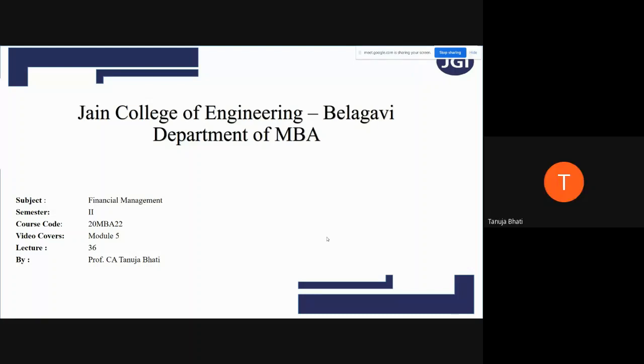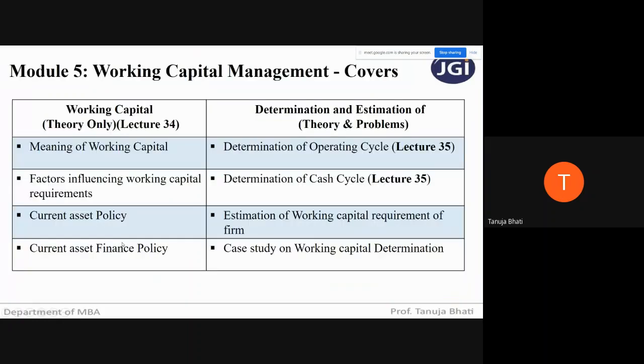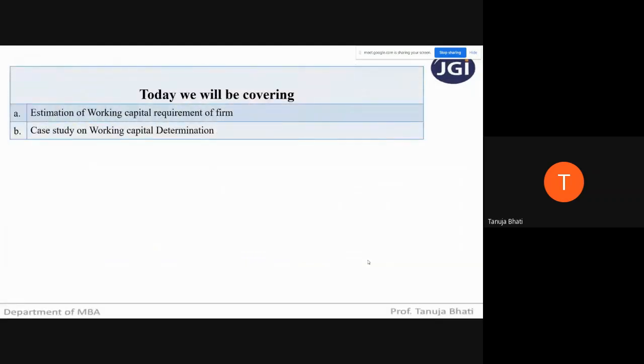Okay. Welcome students, welcome to lecture number 36, where we will be continuing with module number 5 and the subject financial management. Under this module, we have completed almost everything. We are just left with the estimation of working capital requirement of the firm and case study on working capital determination. So today we will be covering these, and with this, we will be completing module number 5.